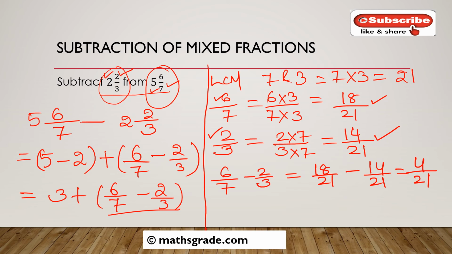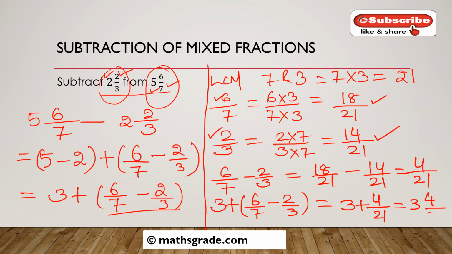Now we have to add the whole number. 3 plus 6 divided by 7 minus 2 divided by 3 is equal to 3 plus 4 divided by 21. Now we get 3 and 4 divided by 21, and this is the result of the subtraction of the mixed fractions. 5 and 6 divided by 7 minus 2 and 2 divided by 3 is equal to 3 and 4 divided by 21.